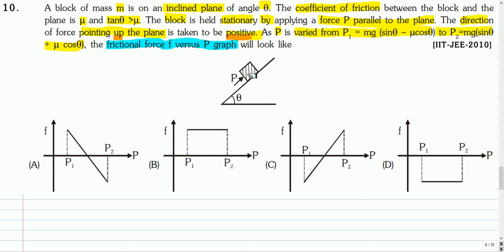So initially this block will try to slide down because of its weight, and since this angle is greater than tan inverse mu, that is the angle of repose, the block will slide down. The friction force is not sufficient to keep this block at rest on this surface, so an additional force P upwards of the plane is required to keep this block at rest. And once we keep increasing this force, after a certain value, the block will start moving upwards.